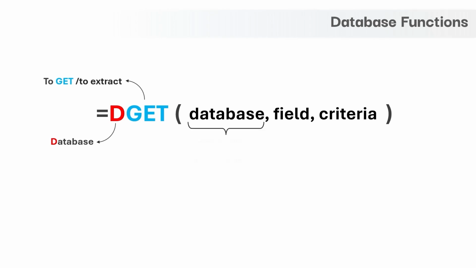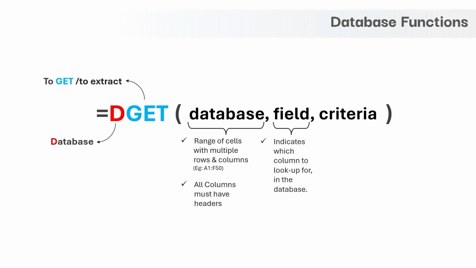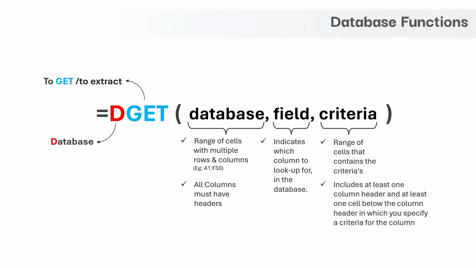The first argument is database, and it takes the range of cells with multiple rows and columns as input. We just need to make sure all the columns have headers. Second argument is field, and it indicates which column to look up in the database. And the last argument is the criteria, and it is the range of cells that contain the criteria values. The important thing to remember here is when we give the input to this criteria argument, we must select the column header and a value as input. They always go in pair. Finally, we are done with the basics, and let's jump back to Excel to see some examples.